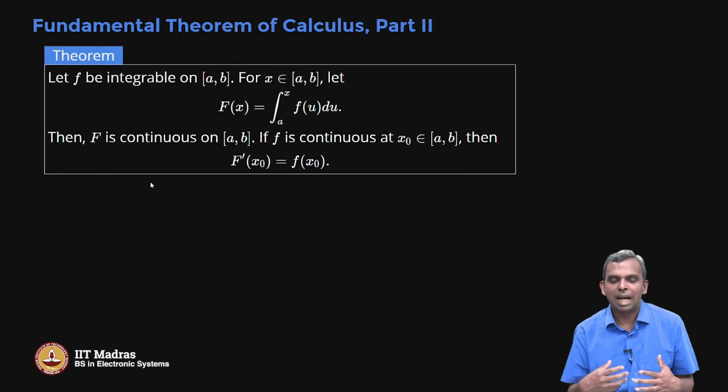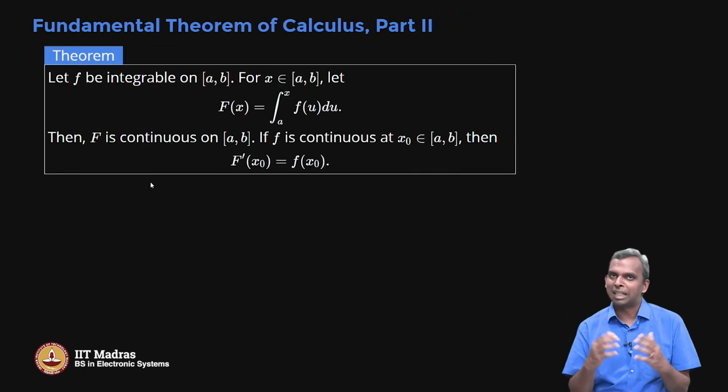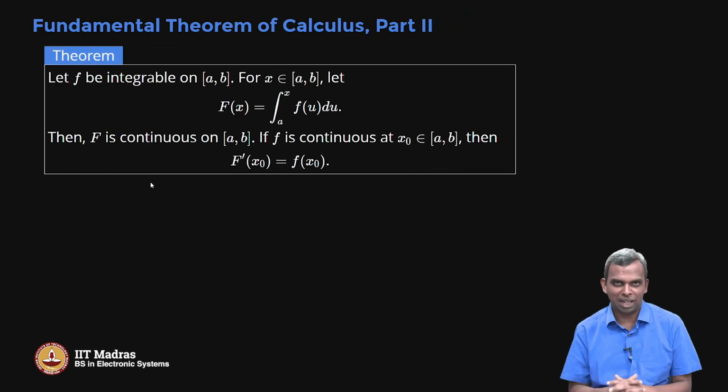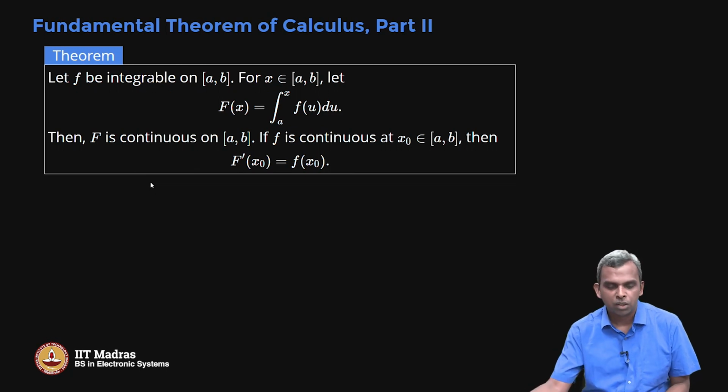For that we need to go back to the fundamental theorem of calculus. We had one fundamental theorem, which said that the definite integral from a to b of f of u du is the antiderivative F of b minus F of a. That is one thing. You can slightly modify that theorem to get this very nice theorem.